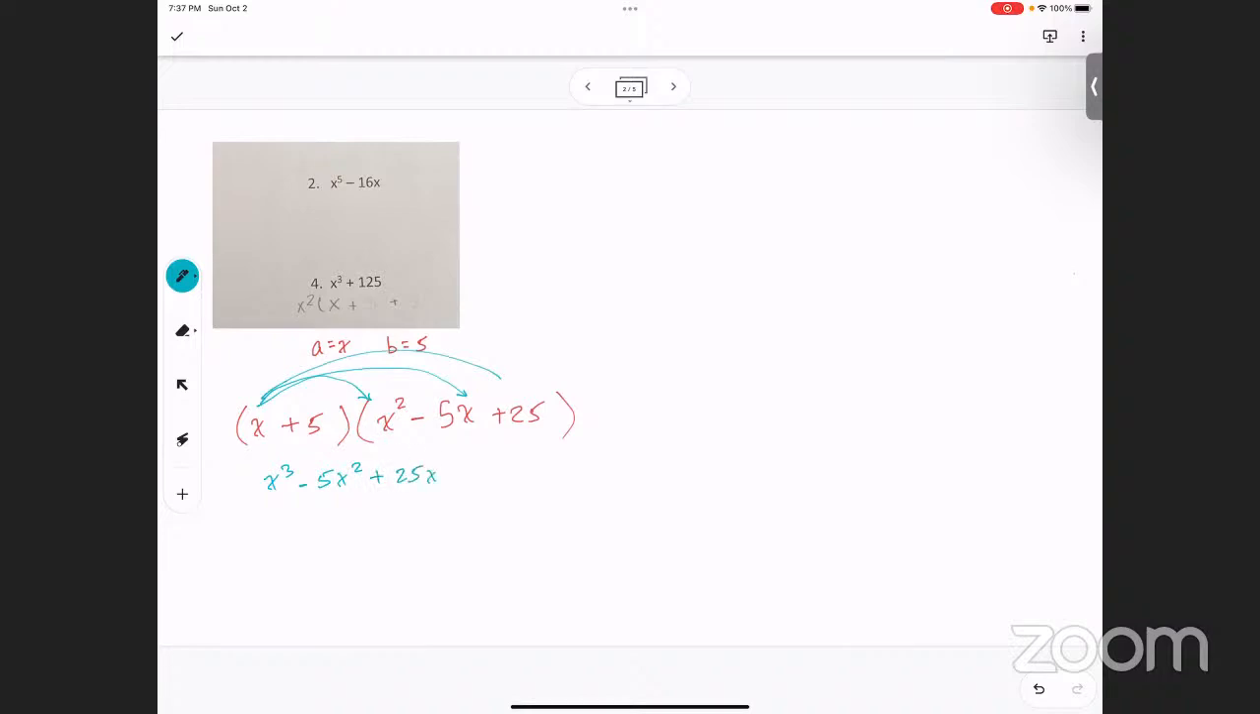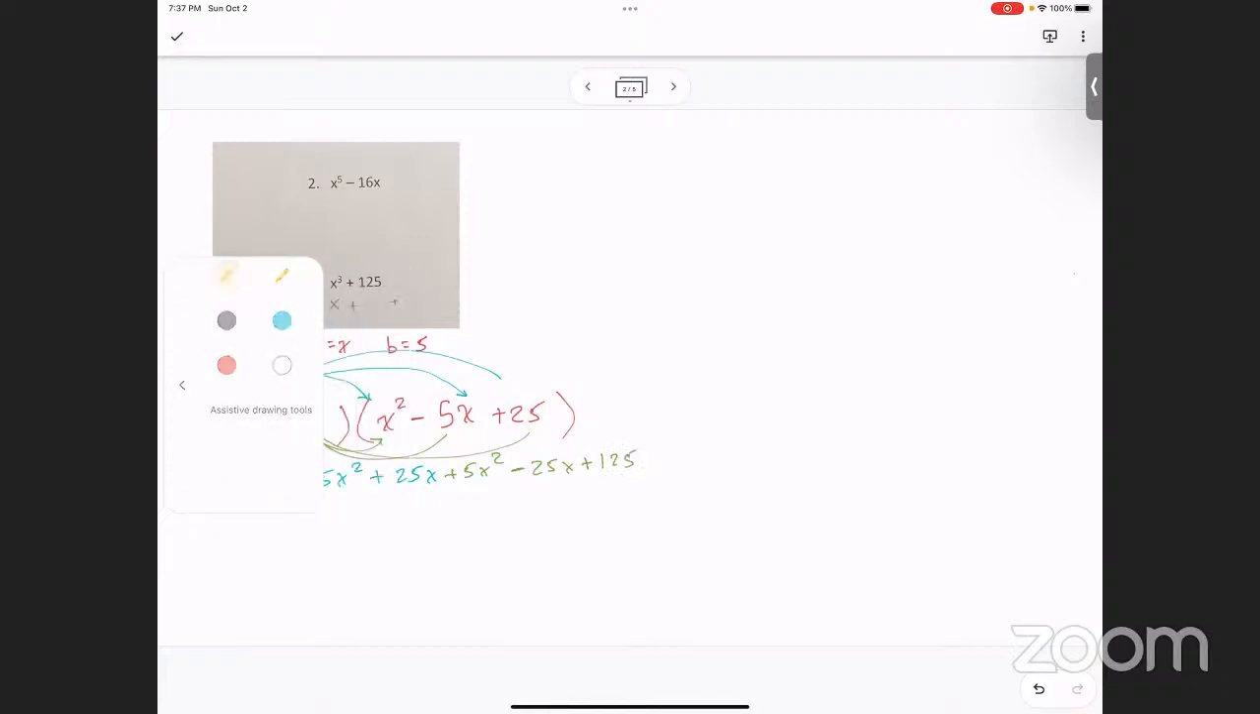25x. Good. And 5 times x squared is 5x squared. Plus 5x squared. And 5 times negative 5x is negative 25x. And 5 times 25 is 125. Positive 125. Hey, look what happens. What happens to this one and this one? They cancel, because they're opposites of each other. And what happens to this one and this one? They cancel. You understand? And so your answer is just x cubed plus 120. Hey, that's exactly what I had.